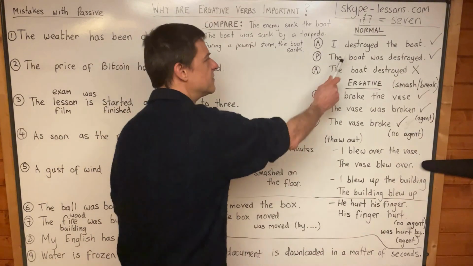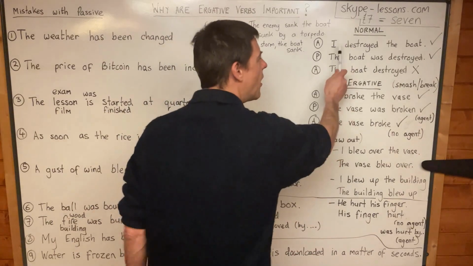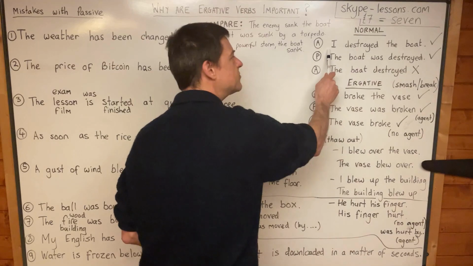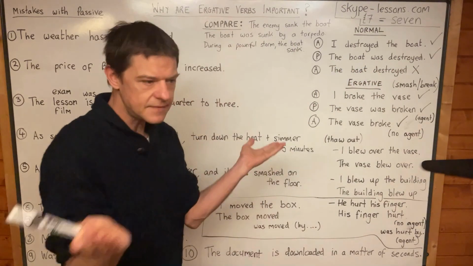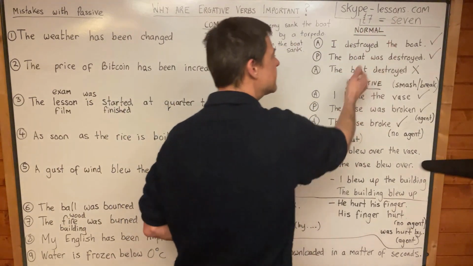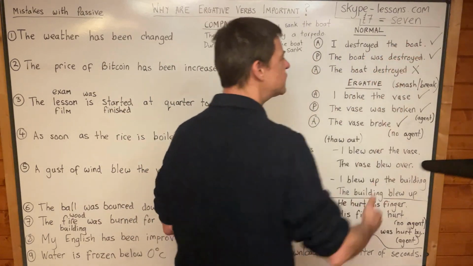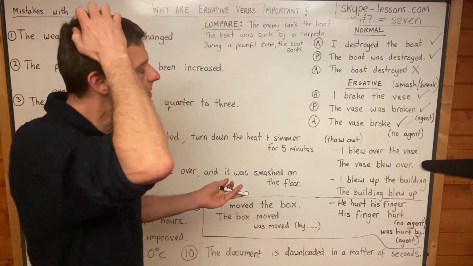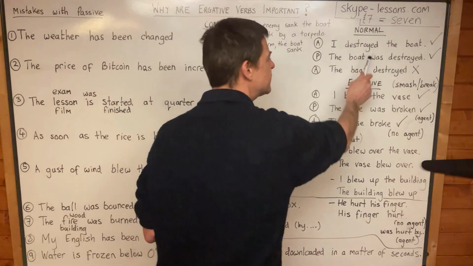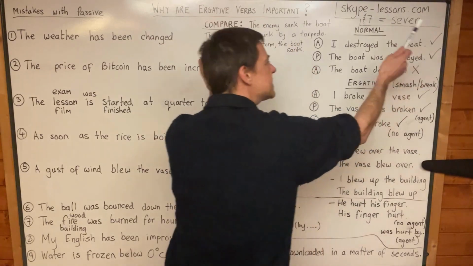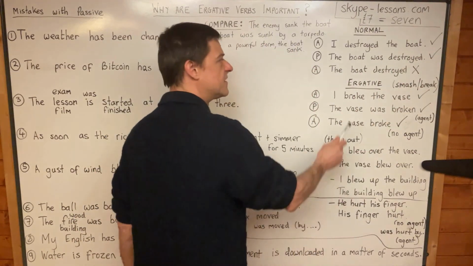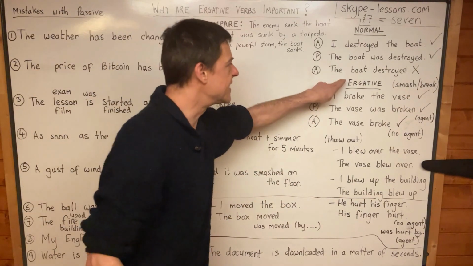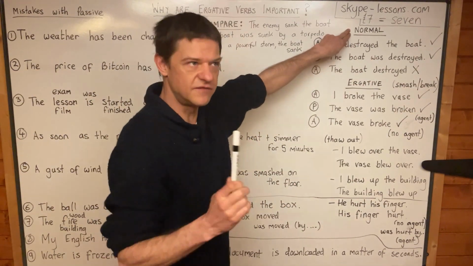So have a look at this normal verb, yeah? I destroyed the boat. Active, yeah? I destroyed the boat. Subject, verb, object. Okay, let's put that sentence into passive. The boat was destroyed. Okay, that's a correct sentence. We can do that. But what we can't do with the verb destroy is put the object at the front and use passive and say the boat destroyed. That is not a correct sentence, and it never will be with a normal verb.